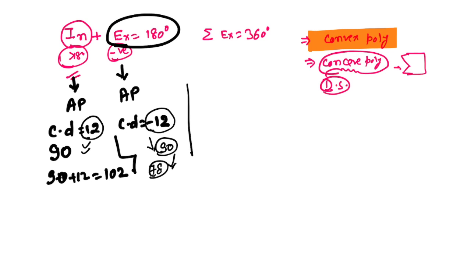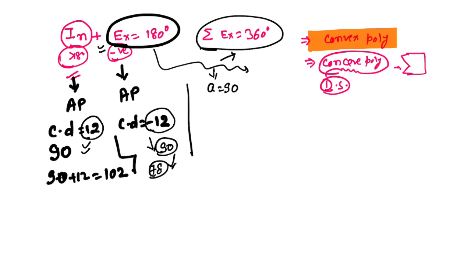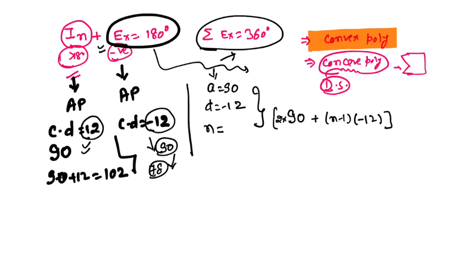So you have the summation of AP terms given as 360, in which we know that the first term is 90 degree. I am working on the exterior angle. Generally we work on exterior; work is easy. The common difference is minus 12 and we need to find n, and once n is found, everything will be found. So the equation is nothing but n by 2 into [2 into 90, that is the first term, plus n minus 1 into common difference, which is minus 12], equal to 360 degree.